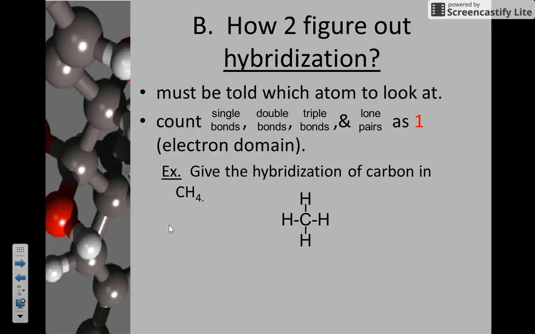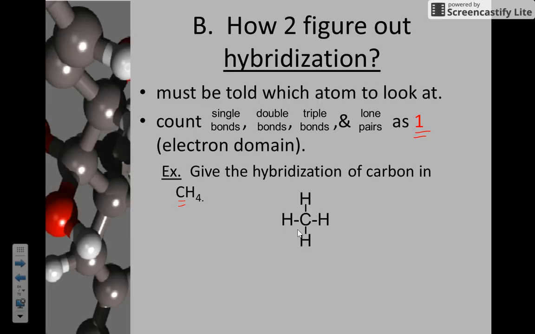Now, how to figure it out? First of all, you must be told which atom to look at. You're going to count your single bonds, your double bonds, your triple bonds, and your lone pairs one time each. They're called the electron domains. So you look and see how many electron domains are around the atom that you're trying to determine the hybridization of in the molecule. So for this question, this example says give the hybridization of carbon in CH4.